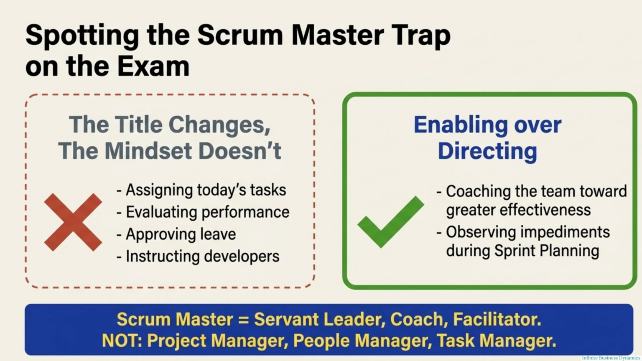Another massive red flag, the Agile secretary trap. If you see an answer reducing the Scrum Master to someone whose main job is just scheduling meetings, updating Jira boards, or taking notes, run the other way. Literally, run. These actions might seem helpful on the surface, but they actually keep the team in a state of administrative dependency. On the exam, you must choose options that focus on enabling over directing.